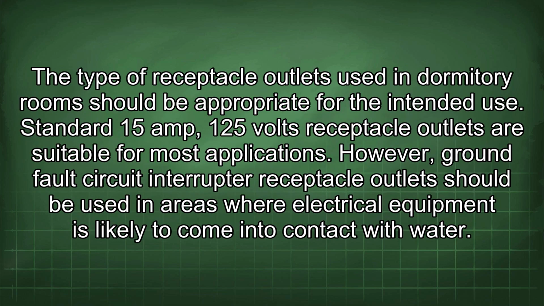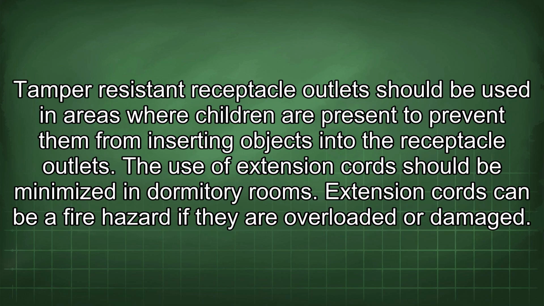The type of receptacle outlets used in dormitory rooms should be appropriate for the intended use. Standard 15 amp, 125 volts receptacle outlets are suitable for most applications. However, ground fault circuit interrupter receptacle outlets should be used in areas where electrical equipment is likely to come into contact with water. Tamper-resistant receptacle outlets should be used in areas where children are present to prevent them from inserting objects into the receptacle outlets.